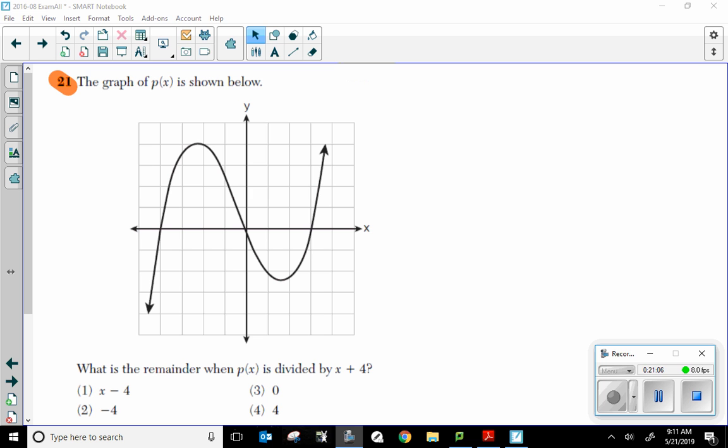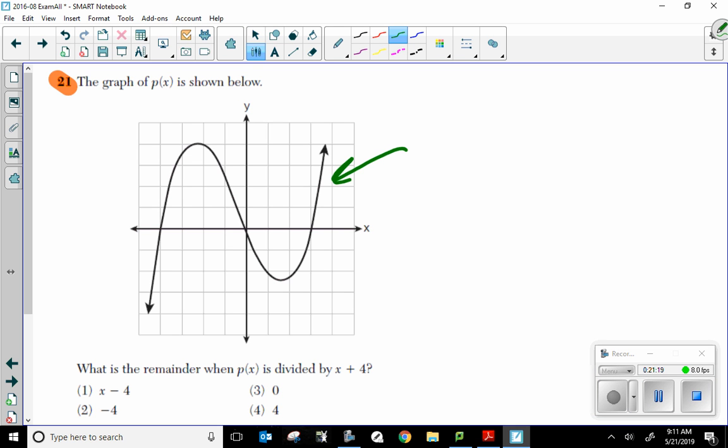21. The graph of p of x is shown below. Oh, that's a nice little, looks like it's cubic. It's a function with an odd degree. Anyways, what is the remainder when p of x, which is this graph right here, is divided by x plus 4? All right, if you know the remainder theorem, because they're asking what the remainder is, that makes this a piece of cake.